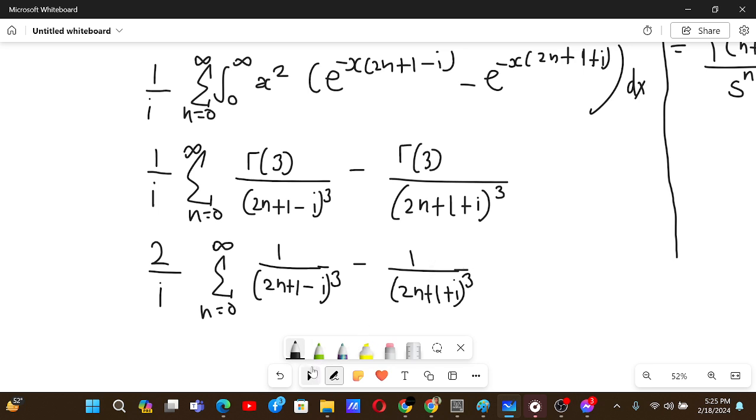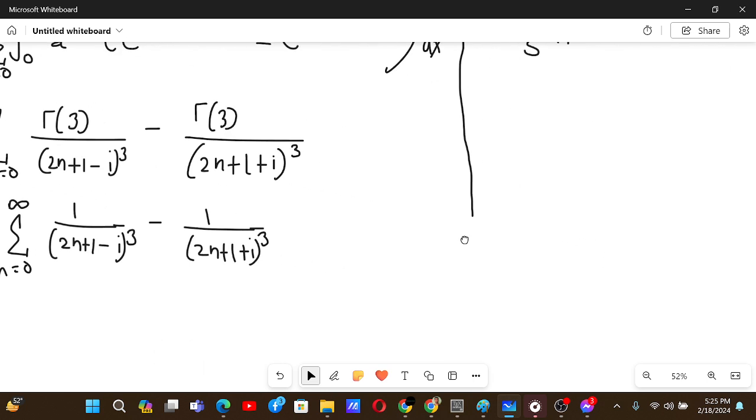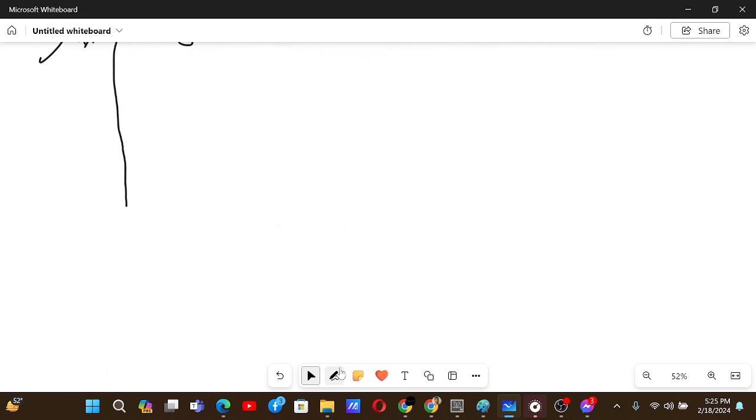Now, to find the sum, we have some things known as polygamma functions. So basically, first of all, we have the digamma function. The digamma function is basically defined by this recurrence relation.